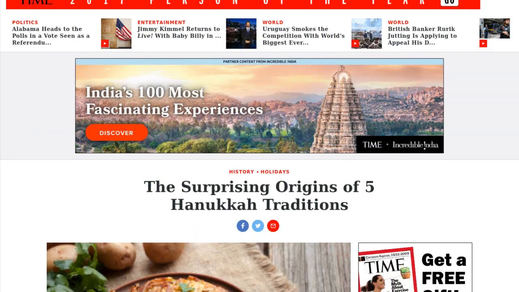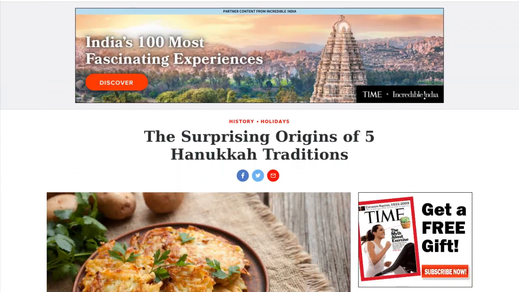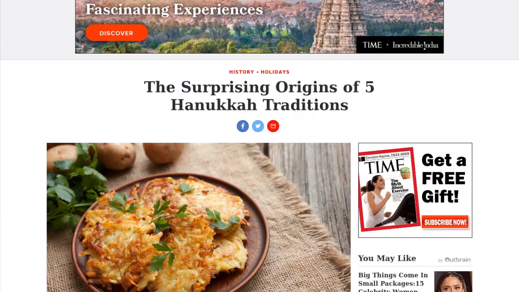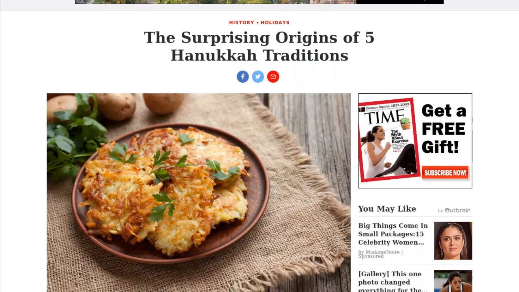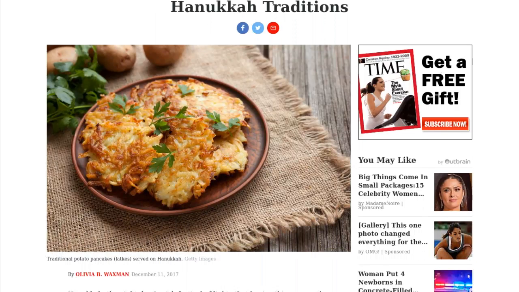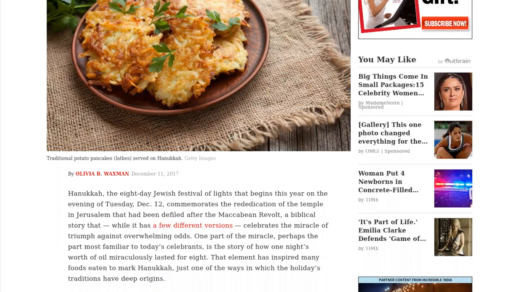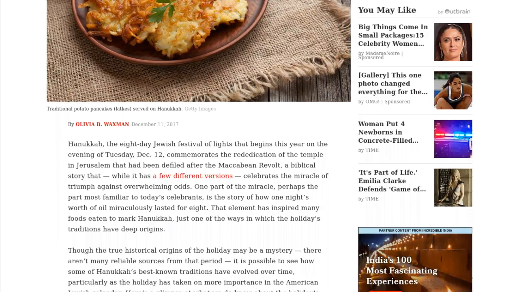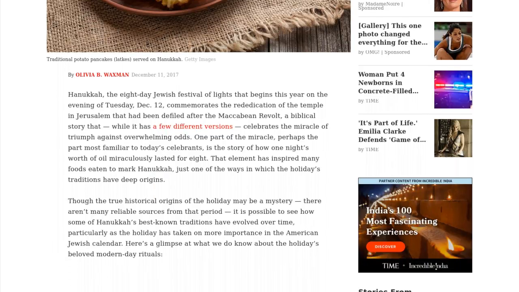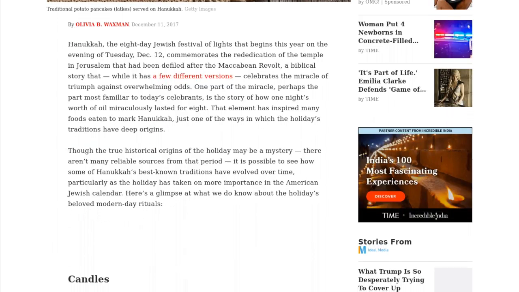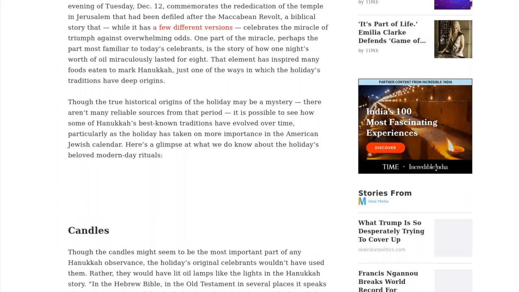Hanukkah, the 8-day Jewish festival of lights that begins this year on the evening of Tuesday, Dec 12, commemorates the rededication of the temple in Jerusalem that had been defiled after the Maccabean Revolt. A biblical story that, while it has a few different versions, celebrates the miracle of triumph against overwhelming odds.